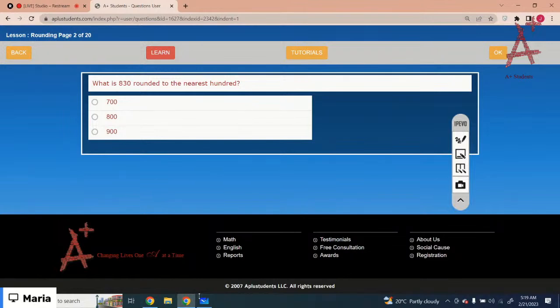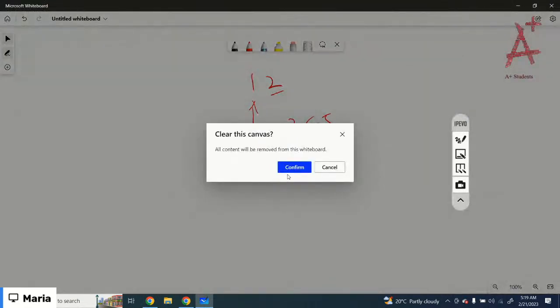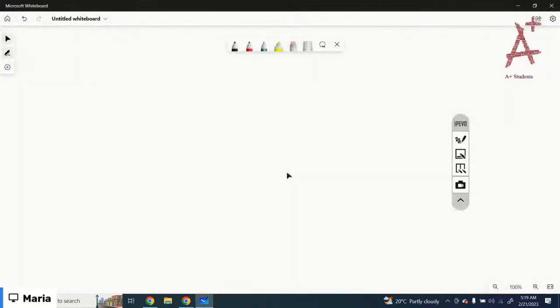So we have to round off 830 to the nearest 100. So 830, this is the digit that is at the ones position, that is 8. You have to look for the rightmost digit. So the digit that is right after 8 is 3. You have to compare 3 to 5. 3 is greater than 5 or less than 5? 3 is less than 5. Got it? 3 is smaller than 5.